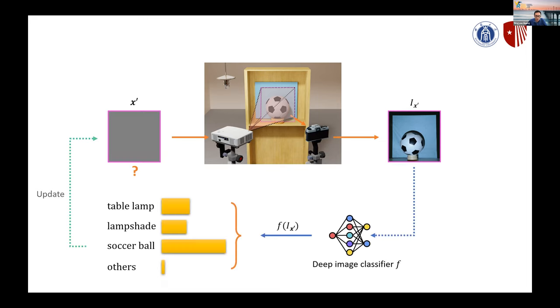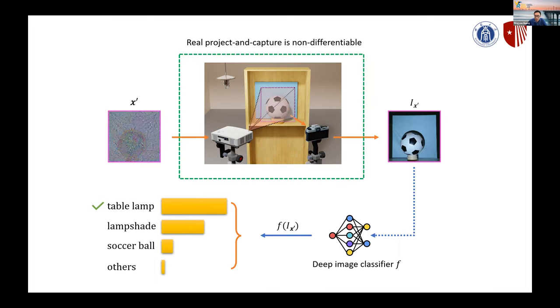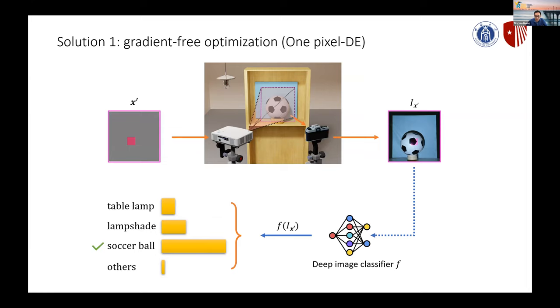To solve for the unknown adversarial projection pattern X prime, we can iteratively optimize it by minimizing the loss between the classifier output label and the target label. But the real projection capture process is non-differentiable, thus we cannot simply use gradient-based optimization methods. One solution is to include the real projection capture process in a gradient-free optimization pipeline, for example, differential evolution. Due to the high computational complexity, this approach is limited to low image resolutions and only perturbs one projector pixel. Even so, it still suffers from low attack success rates and the projected magenta square on the soccer ball is clearly not stealthy.